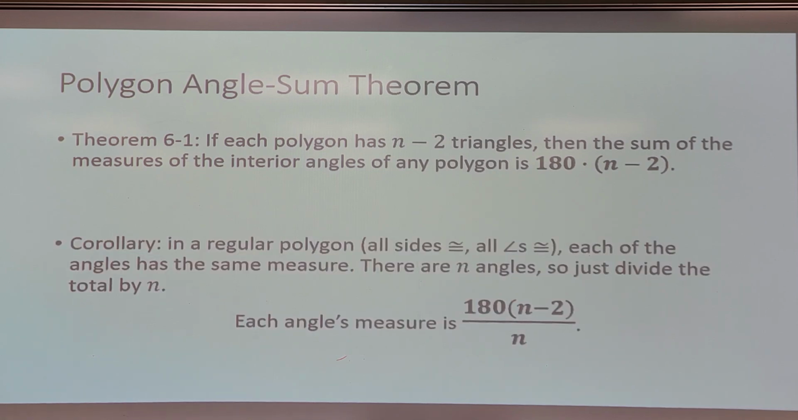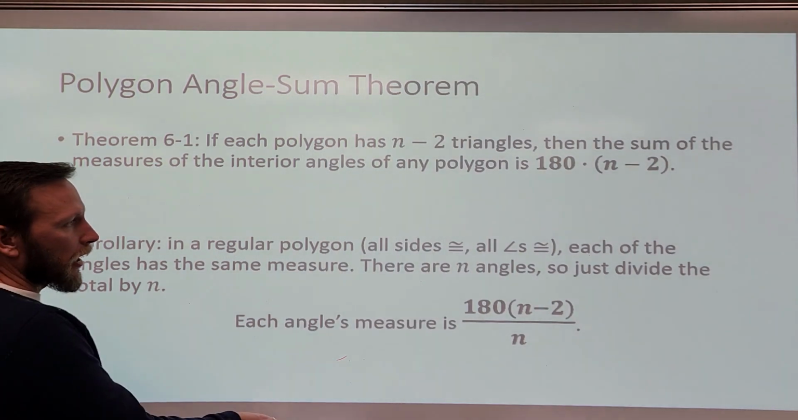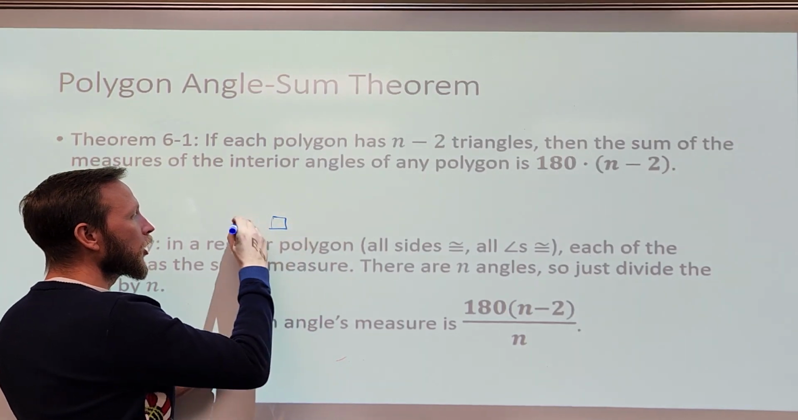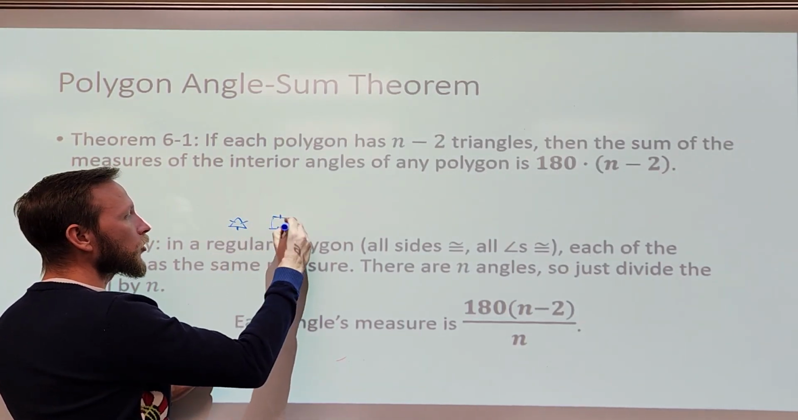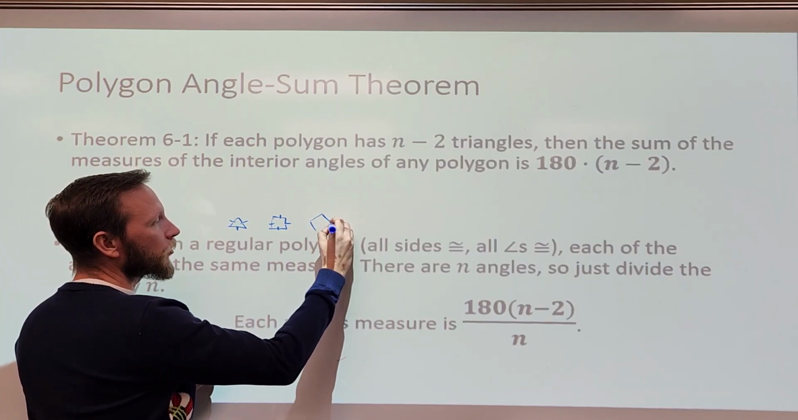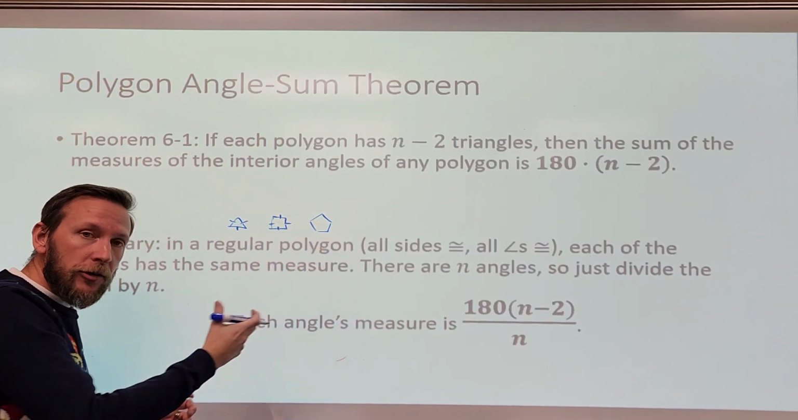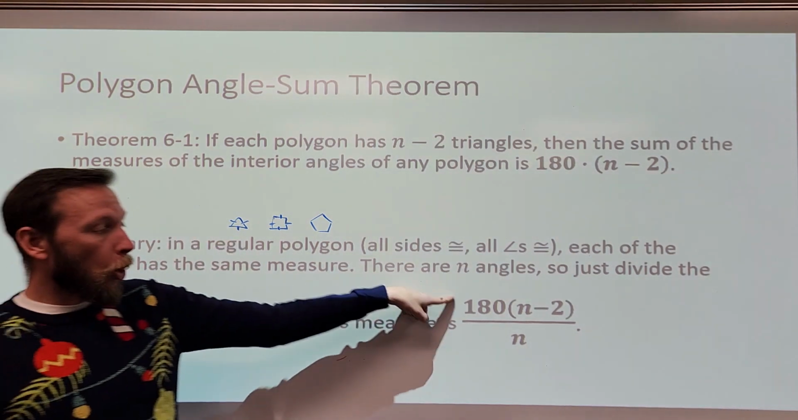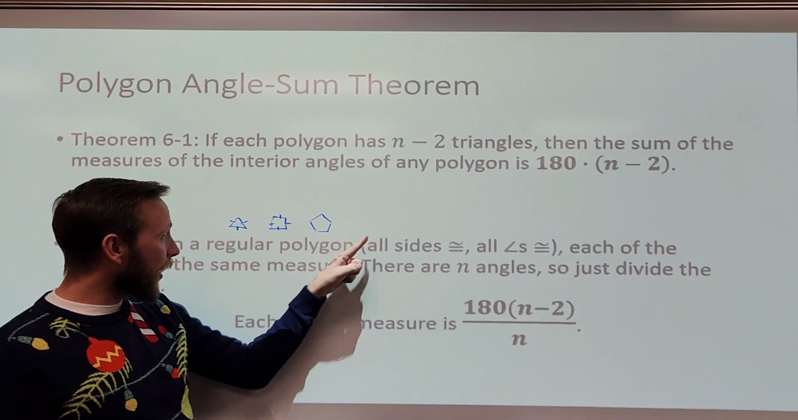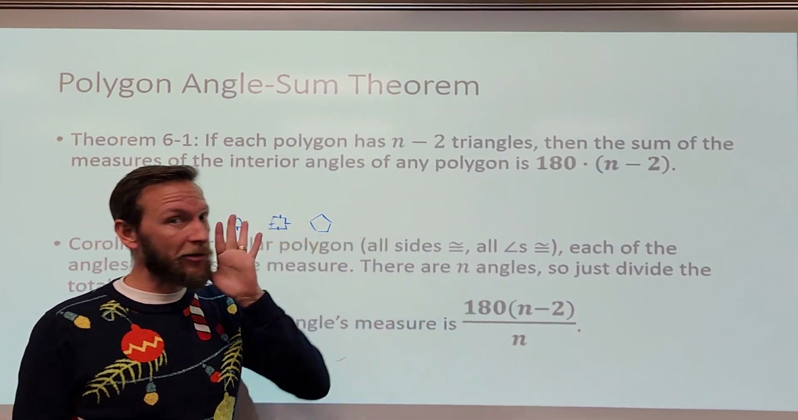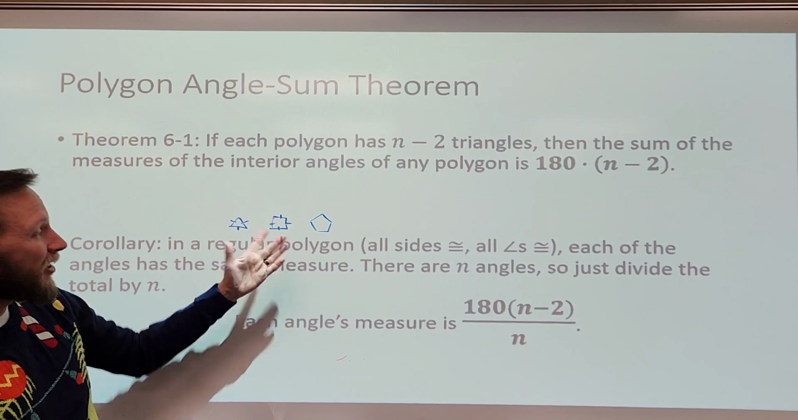If we are dealing with a regular polygon, where all the sides are congruent and all the angles are congruent, so we're talking about a square, an equilateral triangle, or a regular pentagon like you see in Washington, D.C., then what we can do with that information is take the total number of degrees in the polygon and divide it by the number of sides, which is the same as the number of angles. So if there's 4 sides, that means there's 4 angles.